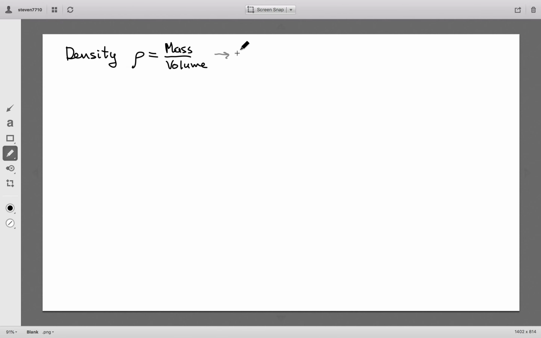The units that are usually used in physics, our base units are kilograms and meters, so it's kilograms of mass divided by volume in cubic meters. Or, and you often see this in chemistry, mass in grams per cubic centimeter.